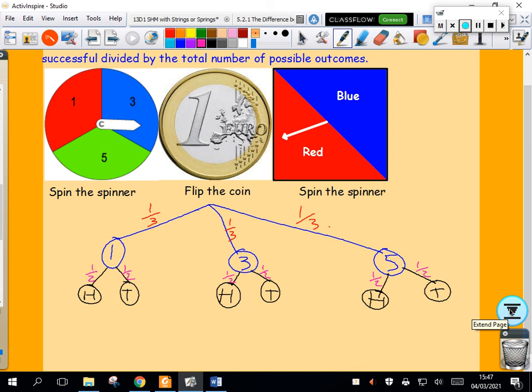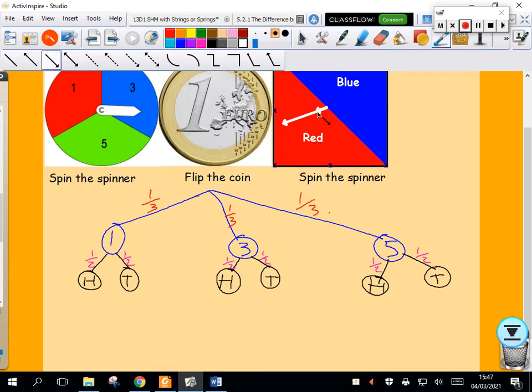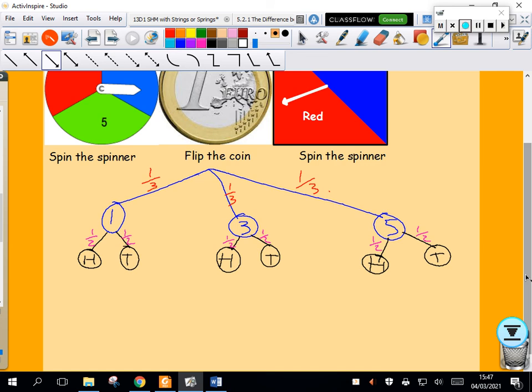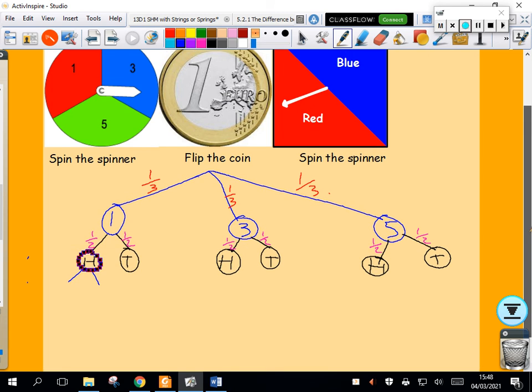And then finally I have to complete the final task, which is to spin this second spinner over here. Again, remember, we just spin the spinner, it goes around and around until it eventually stops. And the angles are the same here. They each have a 180-degree angle at the center, so you're equally as likely to land on blue as red. I want to fill in my third level of my tree diagram. If we had got 1 on the first, heads on the second, then the possible outcomes for the third one are red or blue.